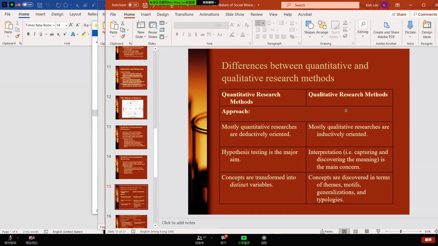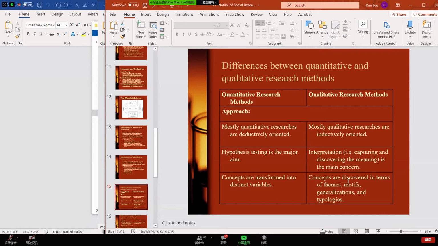But qualitative research is inductively oriented. That means you start from particular cases and try to make some general statement about those particular cases. Okay, so this is qualitative research, and it always involves interpretation. That means capturing and discovering the meaning behind those phenomena.